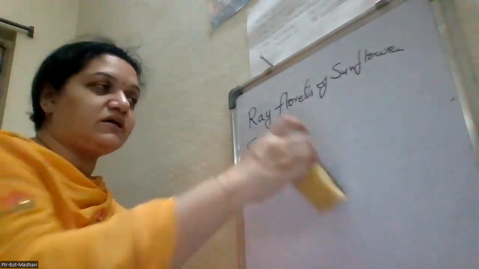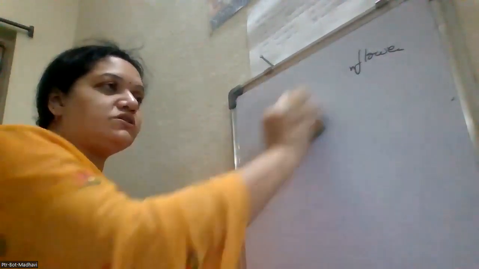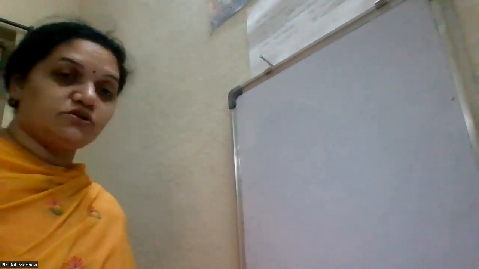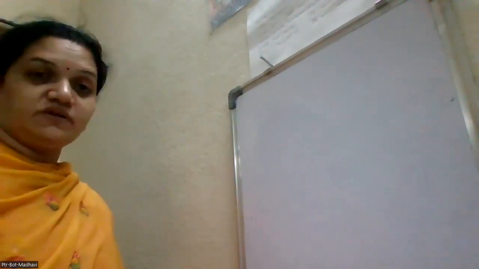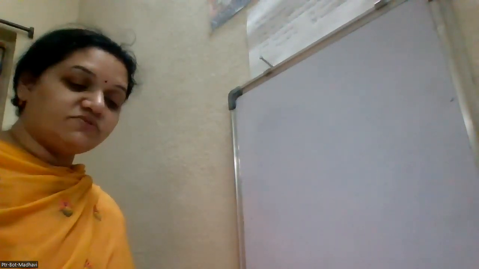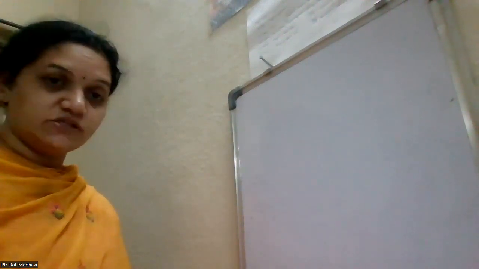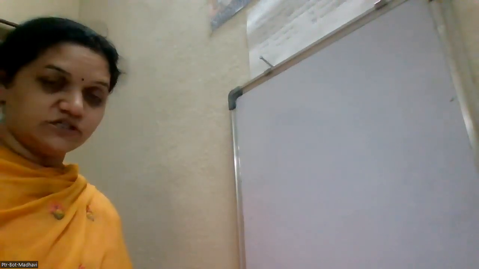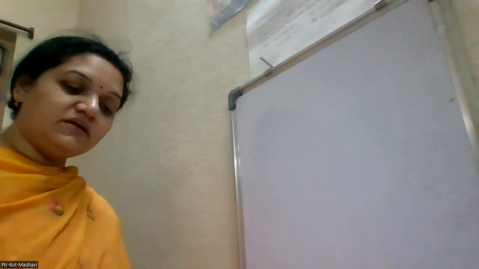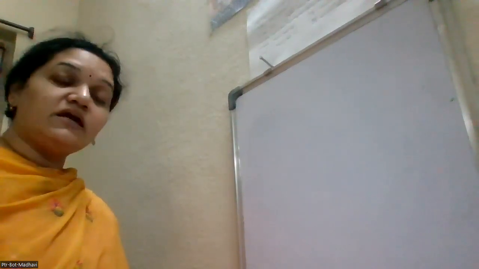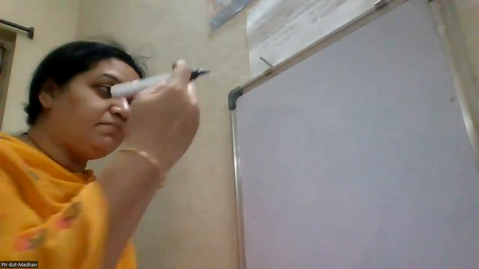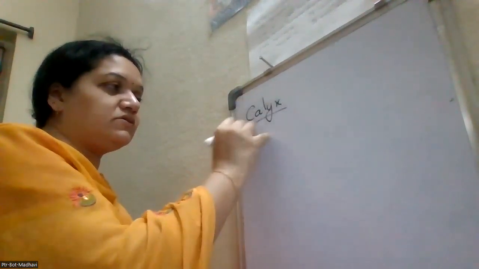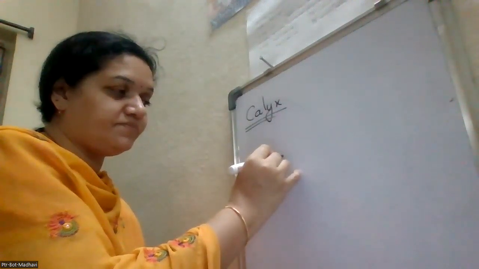And now we come to another concept, that is the arrangement of petals and sepals in the bud condition of a flower, which is called aestivation. Whenever we see the parts of a flower, it has the calyx, corolla, androecium, and the gynoecium. In this, the calyx, that means the sepals, may be present united, that is joined with one another.